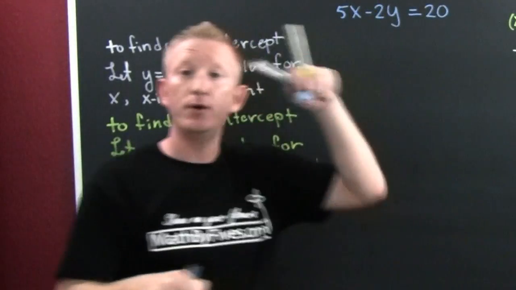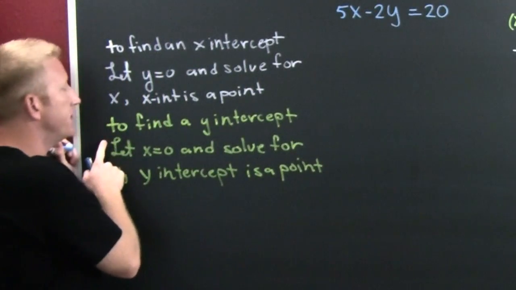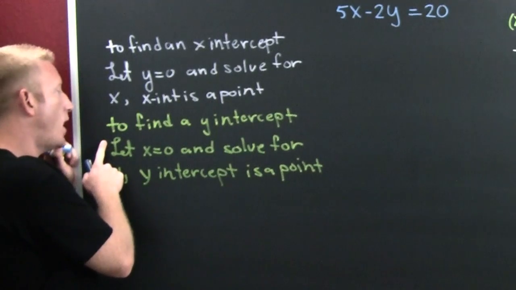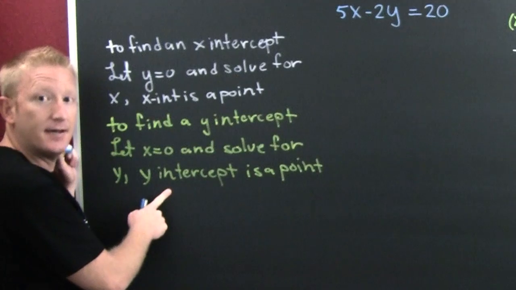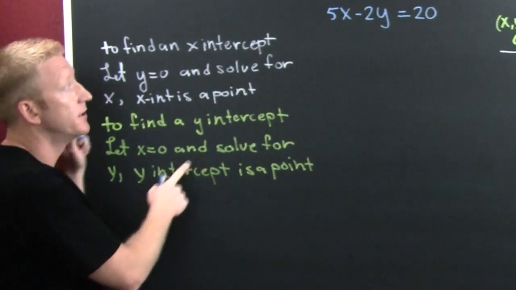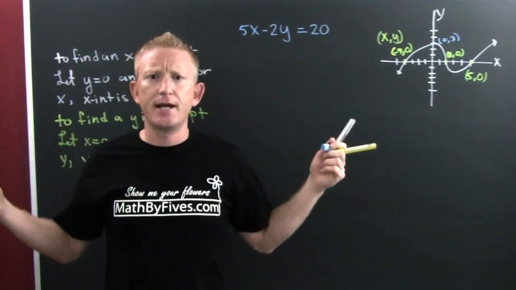And that's how you get a y-intercept. To find the y-intercept, you let x be 0 and you solve for y. And again, the y-intercept is a point. So now let's point out this next example.